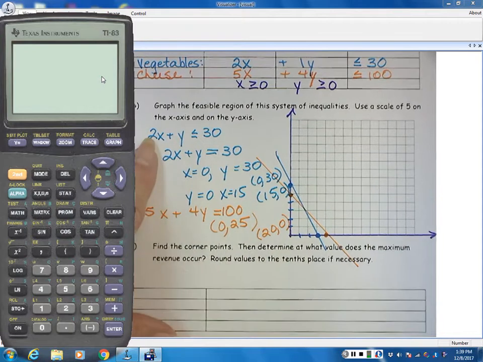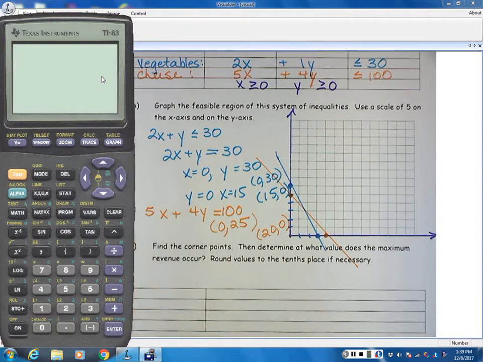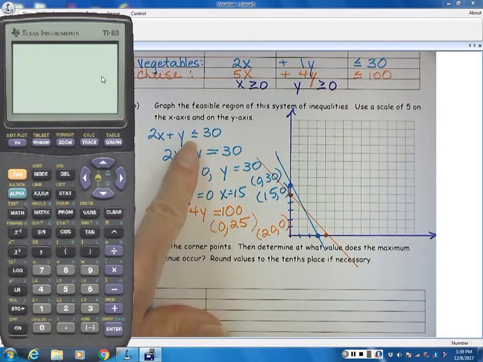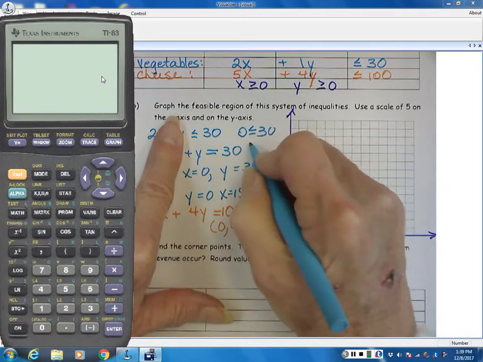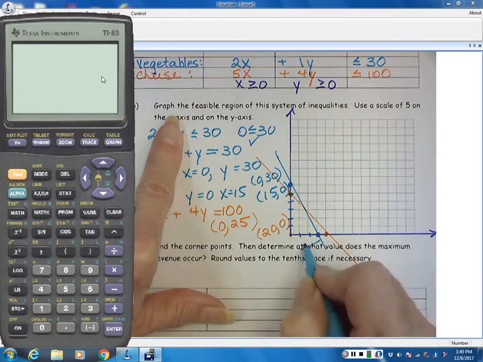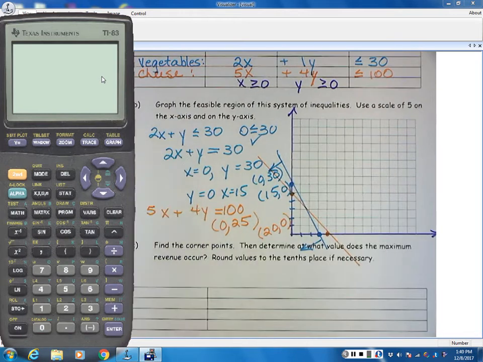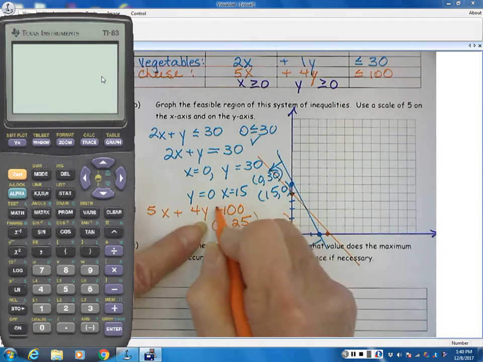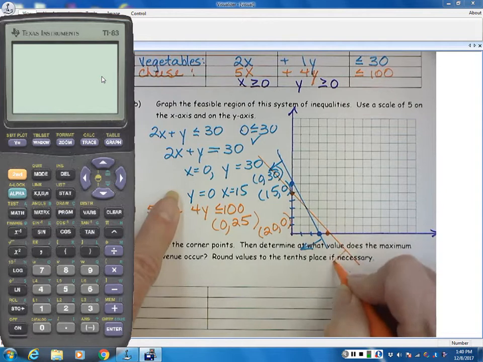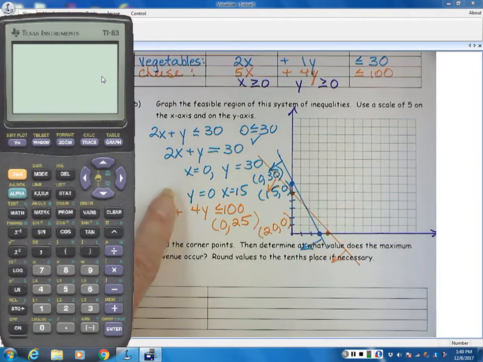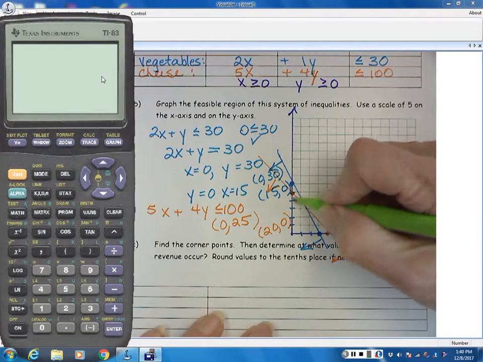And we need to check and see which way we shade. So we let x and y both be 0 and say, is 0 equal to or less than 30? And yes, it is. That tells us we're going to shade this direction. And then same thing here. Is 0 equal to or less than 100? Of course, that's true too. So we'll shade below both lines, which tells me that the area that is the feasible region is right here.